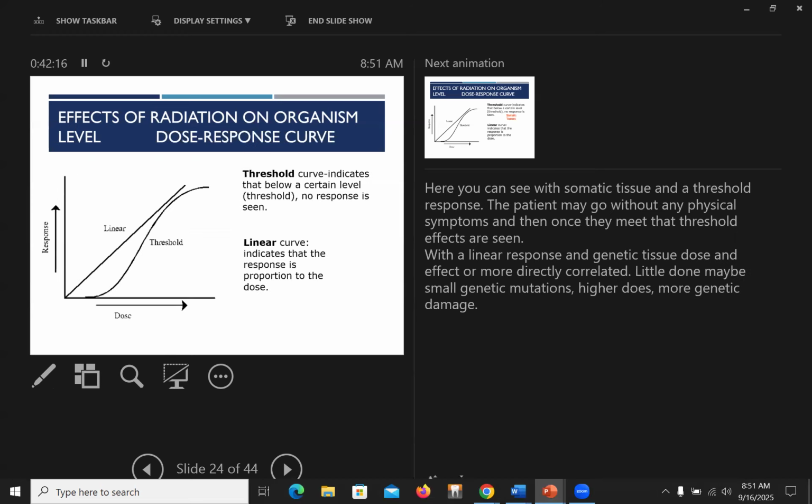And this just shows that. With linear, the response is directly correlated to the dose, but with threshold, you've got a little bit of leeway, and then eventually it's going to affect it. There's a little bit more of a gap there because it has to build before it's going to do anything. So somatic tissue for threshold, genetic tissue for linear.